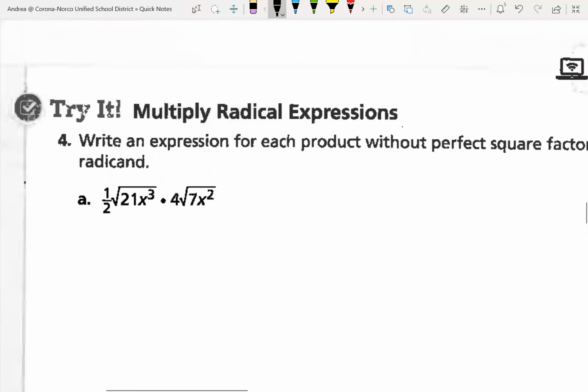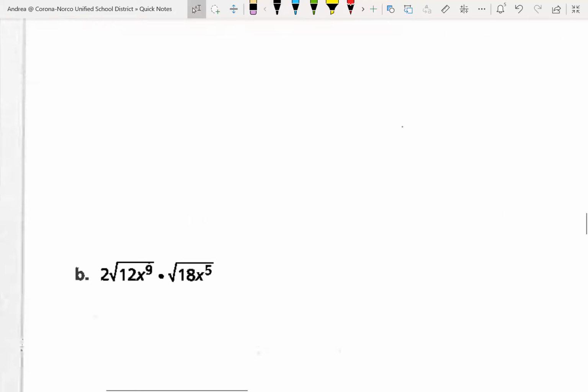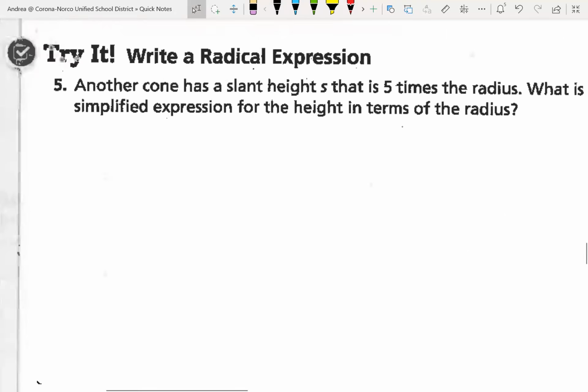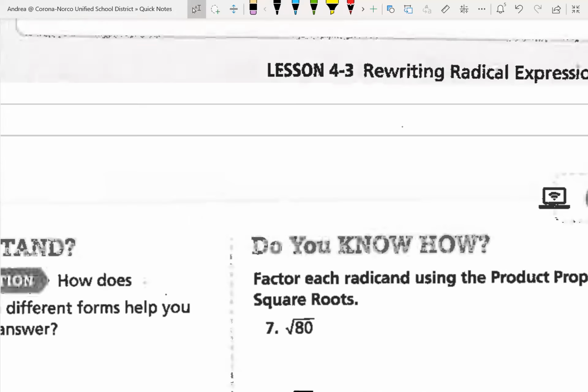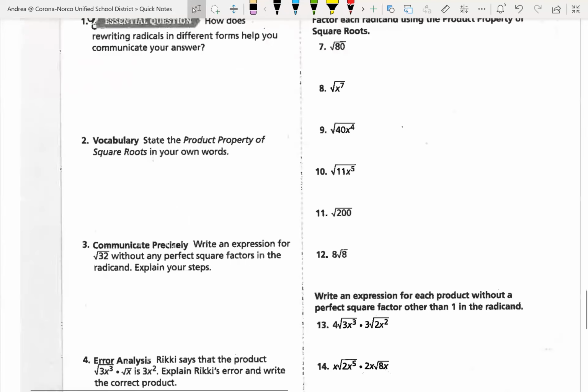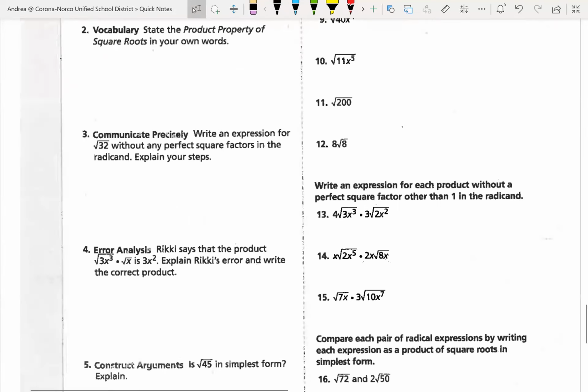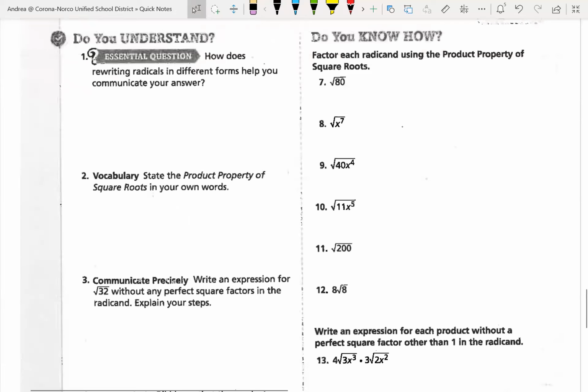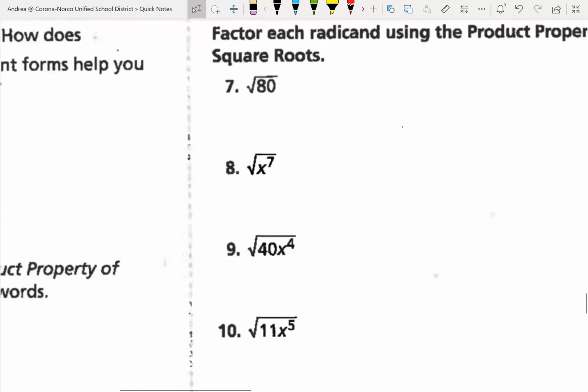Okay, we're going to skip this page for a minute and just try some on the following page, which is page 86. Okay, do problems 7, 8, and 9. Simplify those radicals for me.